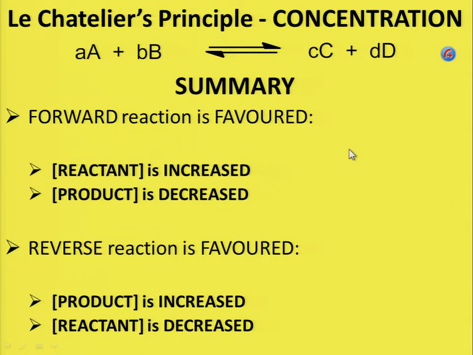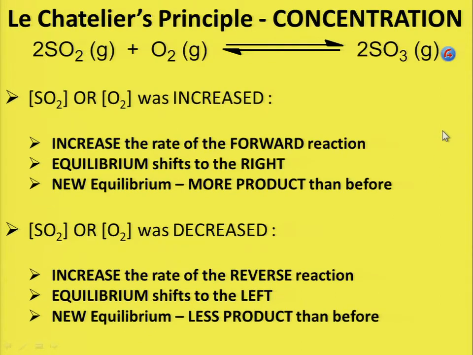In summary, your forward reaction is favored when the concentration of the reactant is increased and when the concentration of the product is decreased. Your reverse reaction is favored when the concentration of the product is increased and when the concentration of the reactant is decreased. This is very important and will help you to solve questions.